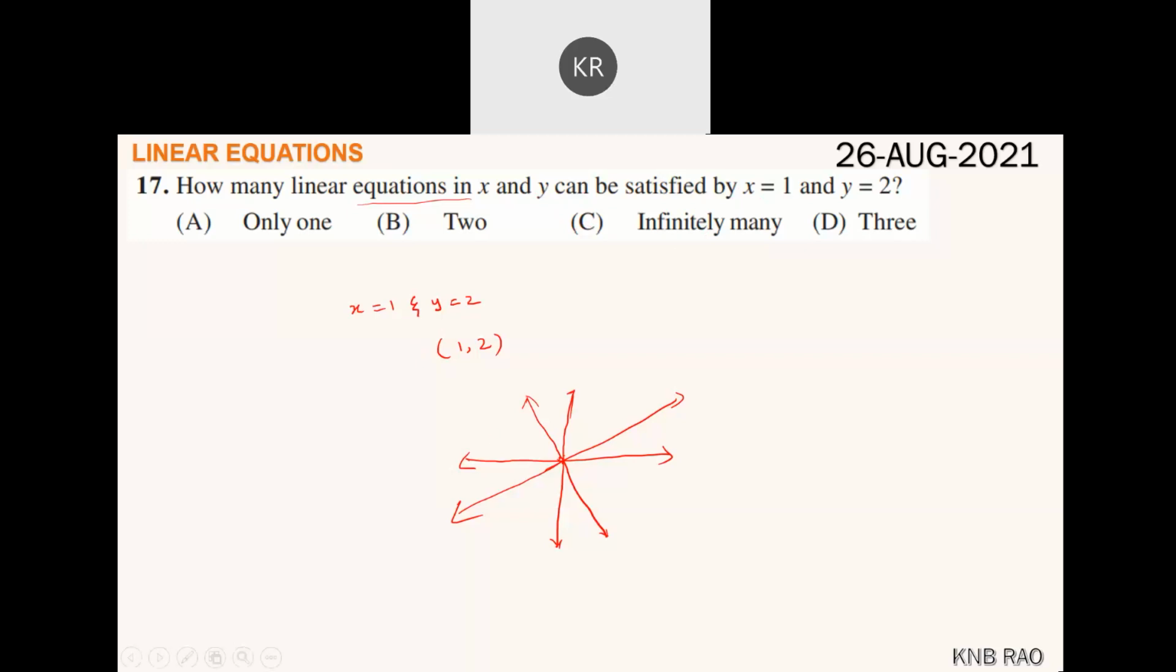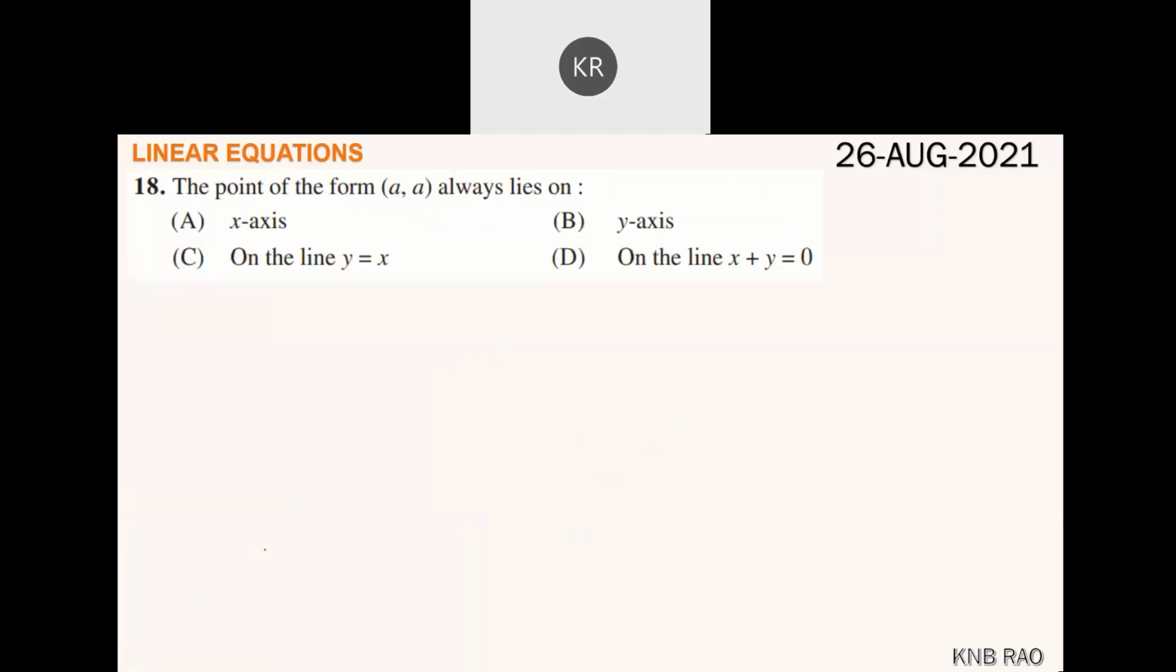Now moving on to question number 18. The point of the form (a, a) always lies on. This was the question. What is the right answer? Answer C, sir. 24 out of 50 answered correctly. Still 6 members felt x-axis.